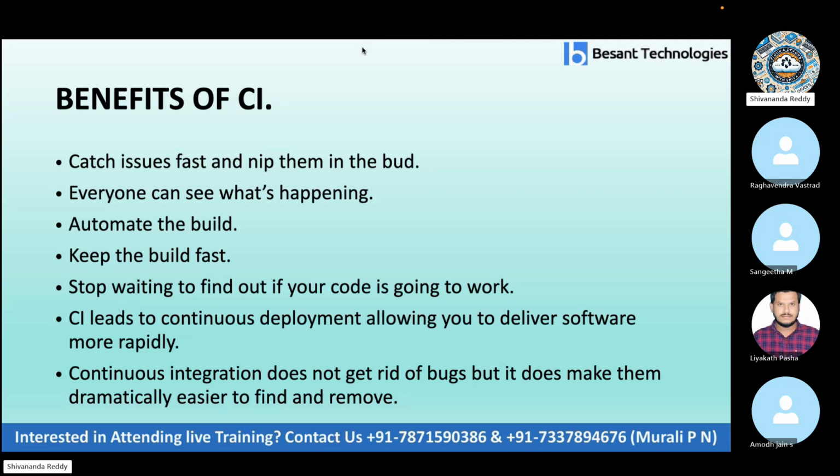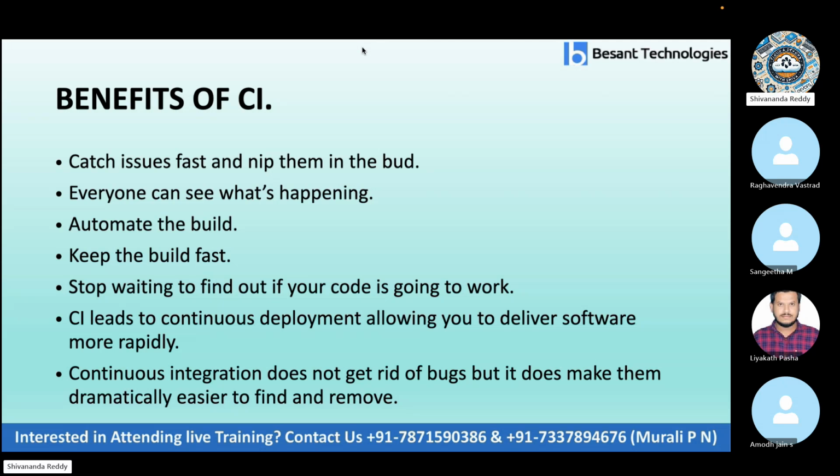Then stop waiting to find out if your code is going to work, because first you're going to test it on dev or QA, then move on to production, right? So definitely it will be working. CI leads to continuous deployment, allowing you to deliver the software more rapidly, meaning you deploy quickly. Continuous integration does not get rid of the bugs, but it makes them dramatically easier to find and remove.